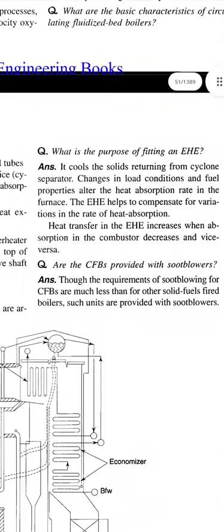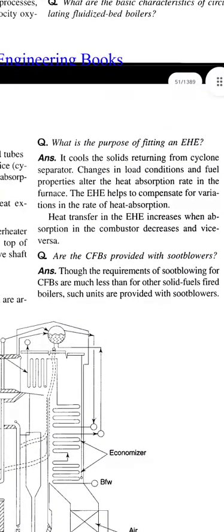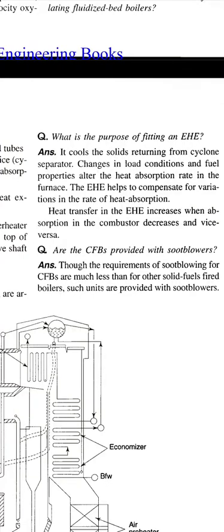The next question, what is the purpose of fitting an EHE? Answer, it cools the solids returning from the cyclone separator. Changes in load condition and fuel properties alter the heat absorption rate in the furnace. The EHE helps to compensate for variations in the rate of heat absorption. Heat transfer in the EHE increases when absorption in the combustor decreases, and vice versa.